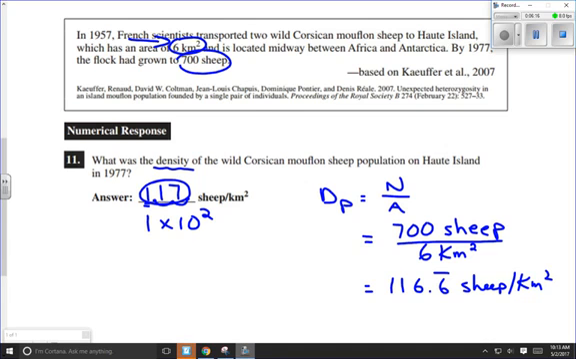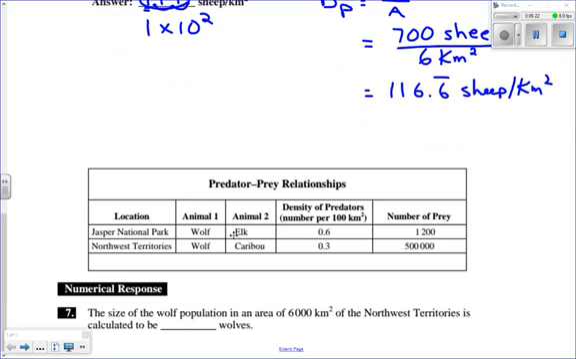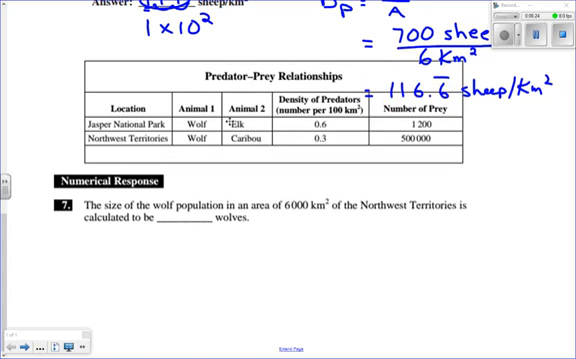So that's a pretty straightforward example. Let's look at one that requires a little bit of manipulation of the formula. Let's take a look at this one right here. And I'm going to have to do some erasing here to get some room.